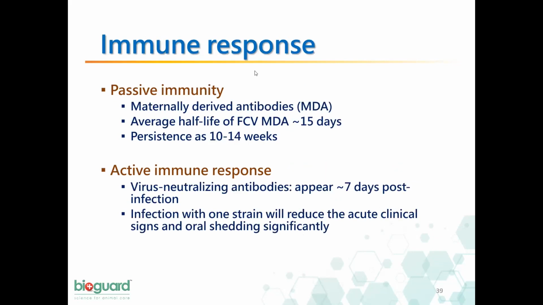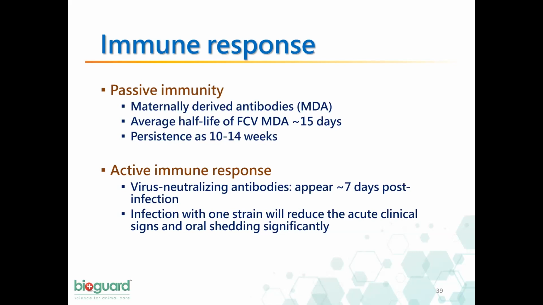So when we talk about the immune response, in kittens there will be passive immunity, which is because of maternally derived antibodies (MDA). As in the case of feline herpesvirus, for feline calicivirus MDA also will last for 15 days, and can persist for 10 to 14 weeks. That's why vaccination is also recommended for the kittens.